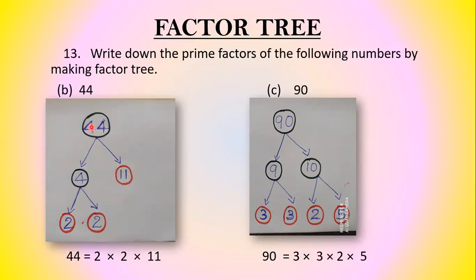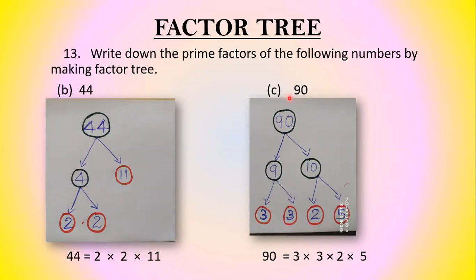So 44 can be broken down into 4 into 11. 11 4s are 44. And 11 is a prime number, so leave it as it is. And 4 again we break down into 2 into 2, so that we get only prime factors in the end. 2 2s are 4, 4 into 11 is 44. See here, 44 is equal to 2 into 2 into 11.